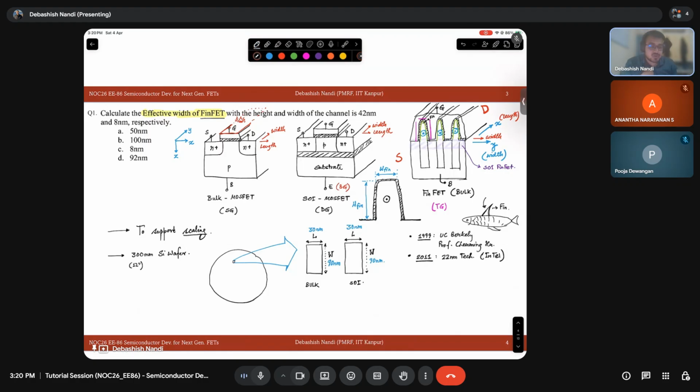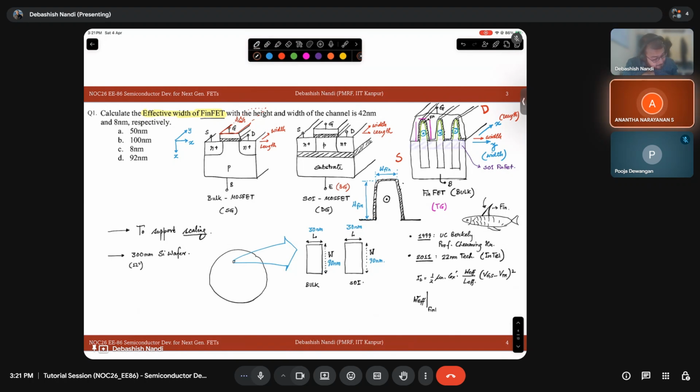So what is my effective W? That goes into ID equal to half mu n Cox W effective by L effective, VGS minus VTH whole square. What is this W effective in case of FinFET? Can you look at this diagram and tell me? W fin plus 2 H fin. That will be W fin plus 2 H fin.